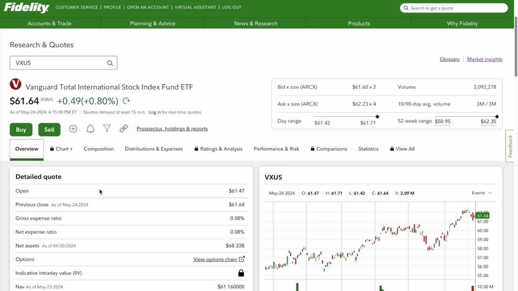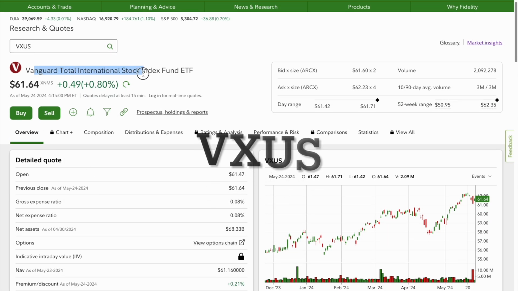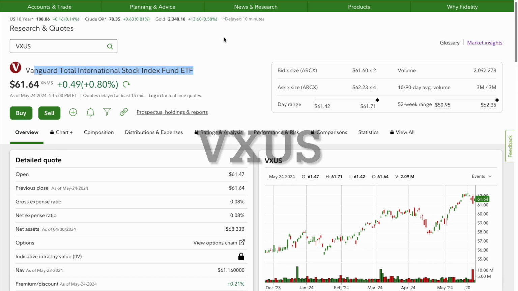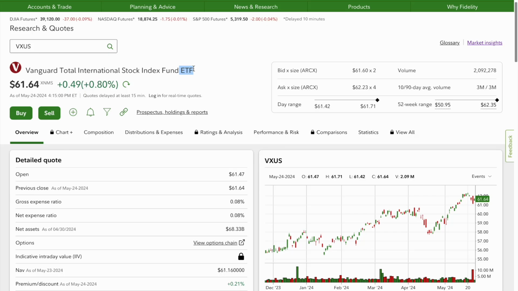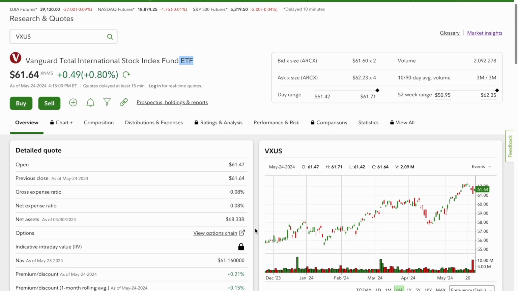All right, guys, last but not least is Vanguard's Total International Stock Index ETF. Now, this is not within Fidelity, but I believe that this is worth mentioning. It's an ETF, which makes it different because you can buy and sell this in the same day versus the 3 mutual funds you can only buy at the end of market close. So ticker symbol VXUS.